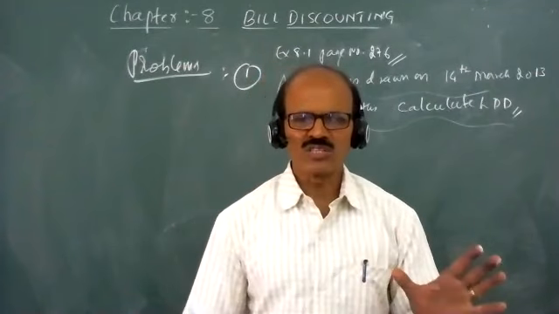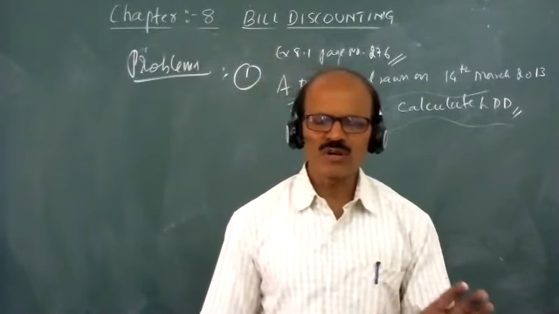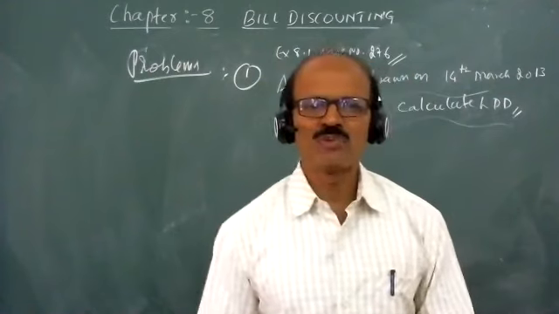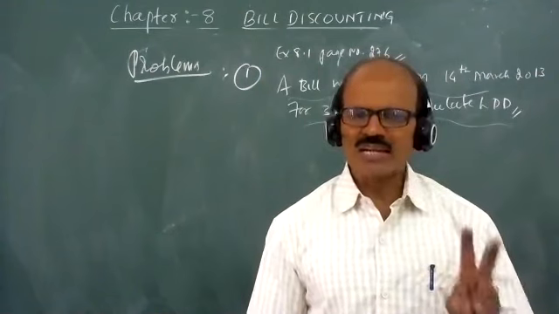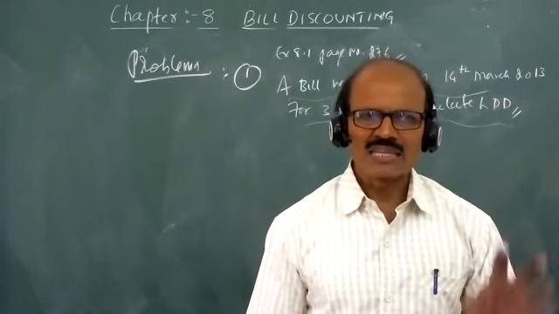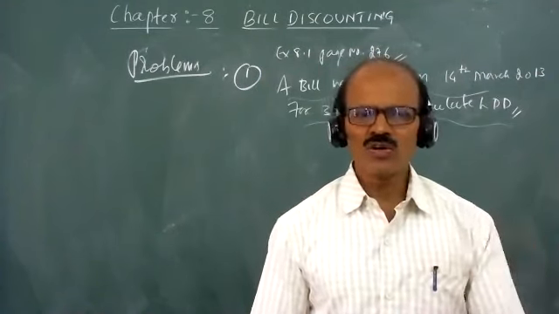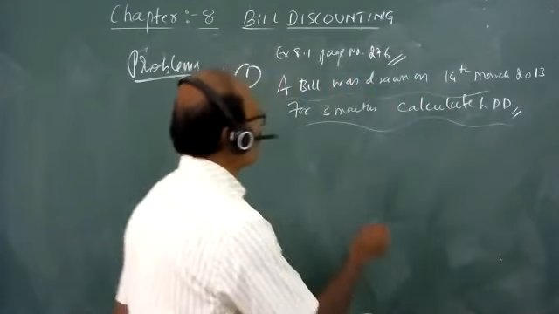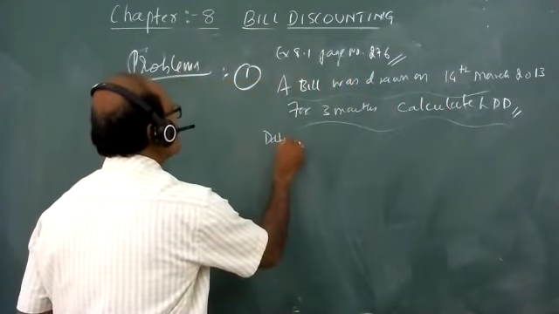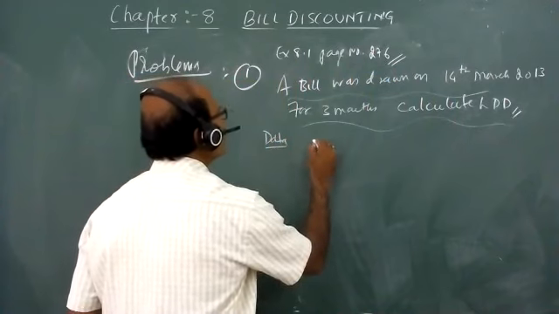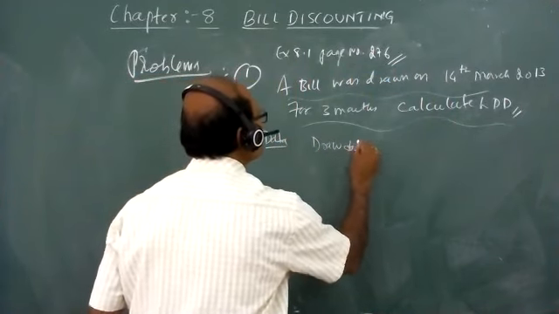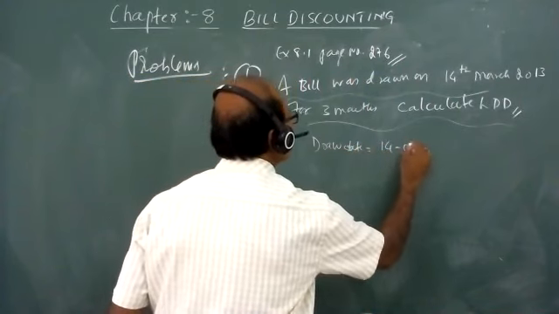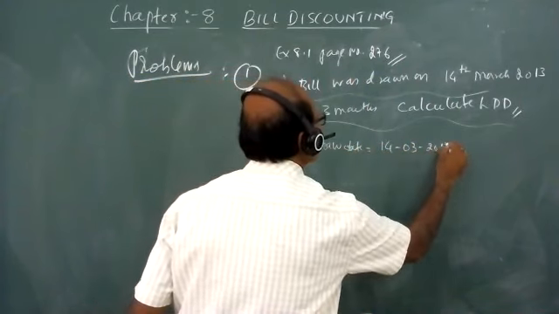Don't get confused. Read the problem thoroughly, because these are statement problems, especially in commercial mathematics, which is your chapter. Read the problem twice. Analyze what is given and what you have to find out. So what data do we have here? The draw date is given as 14 3 2013.